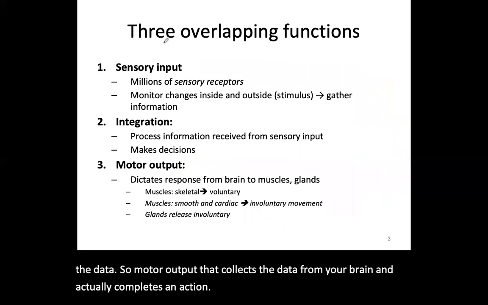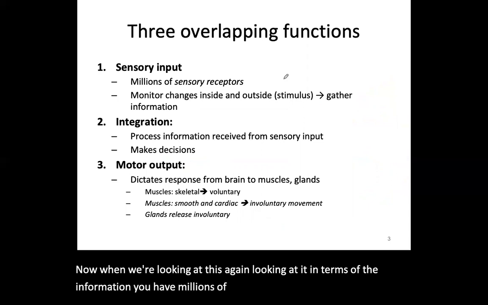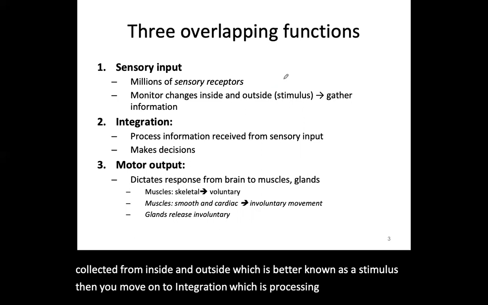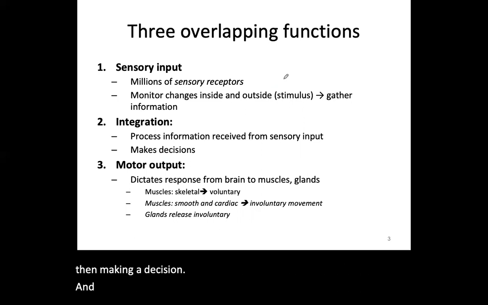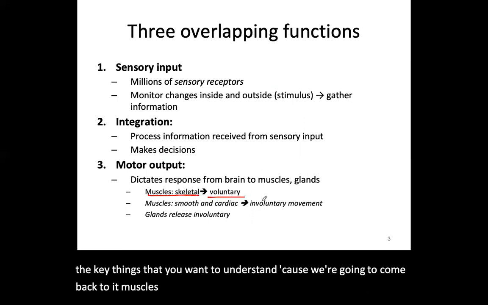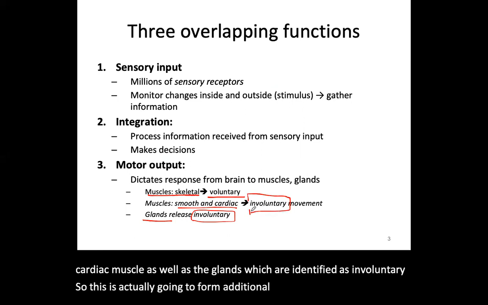Now, looking at it in terms of the information, you have millions of sensory receptors, data being collected from inside and outside, which is better known as a stimulus. Then you move on to integration, which is processing that data and then making a decision. And lastly, your brain is going to send messages to either skeletal muscle, which is voluntary, or smooth and cardiac muscle, as well as the glands, which are identified as involuntary. Here are the key things that you want to understand because we're going to come back to it. This is actually going to form additional branches of the nervous system.